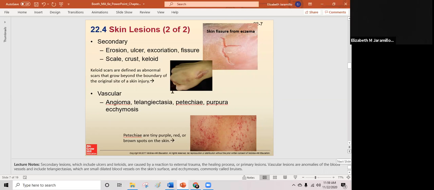Okay, so keloid scars are defined as abnormal scars that grow beyond the boundary of the original site of skin injury. I have some of those like on my feet from my burn injury.